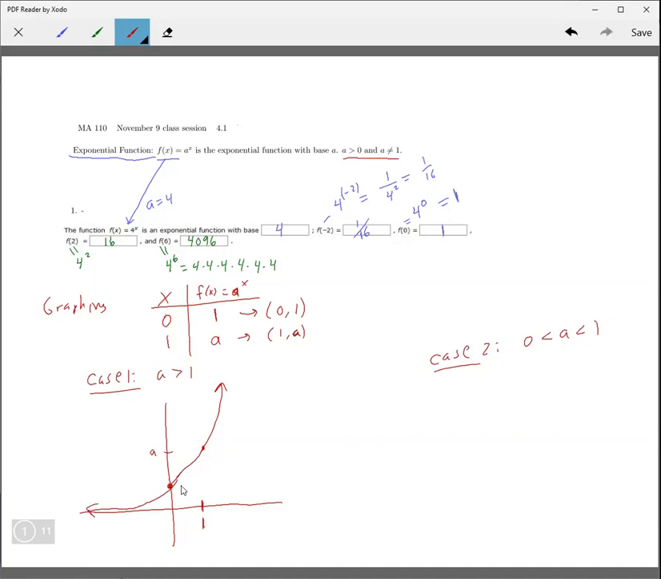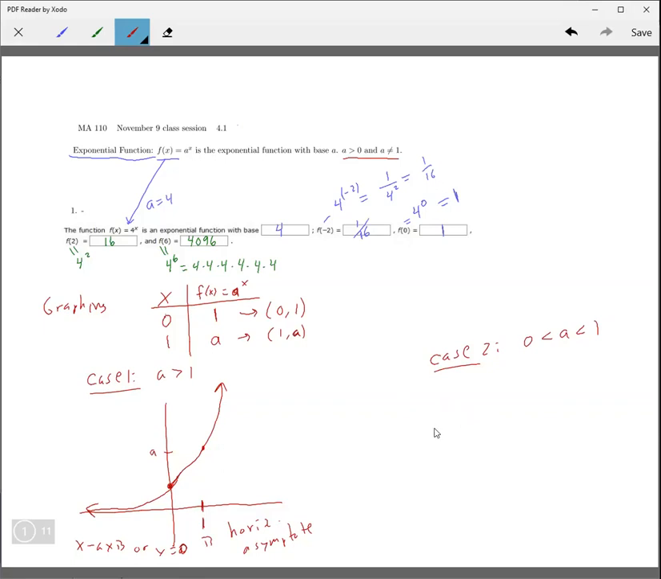And the x-axis, or y equals 0, is a horizontal asymptote. So the x-axis, or the line y equals 0, is a horizontal asymptote.